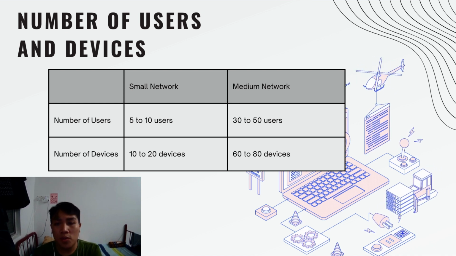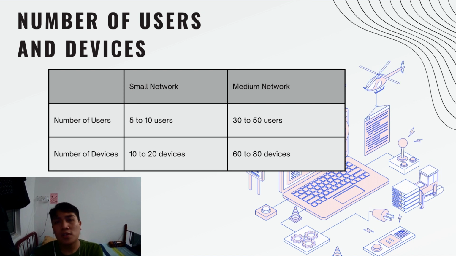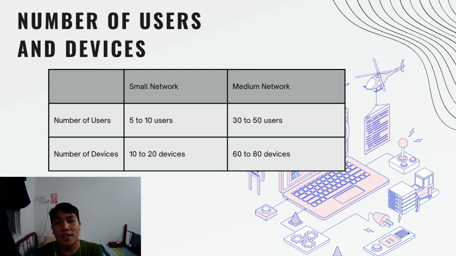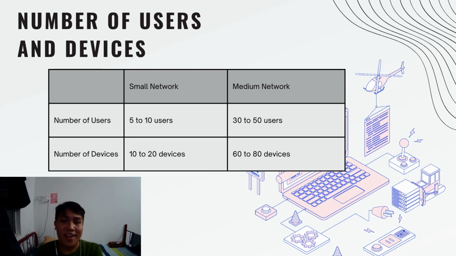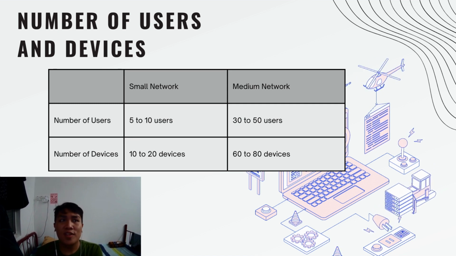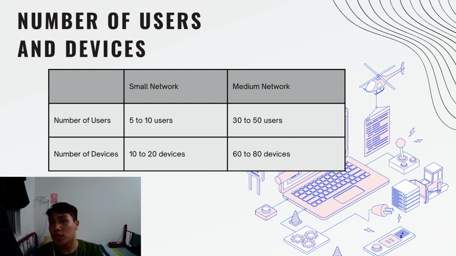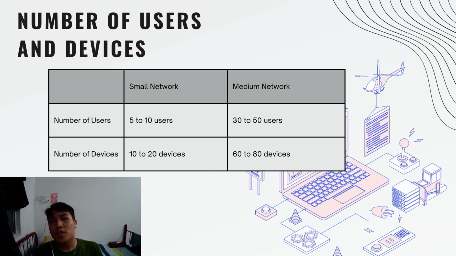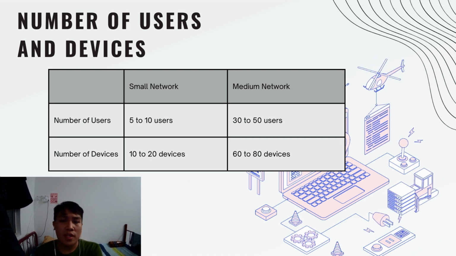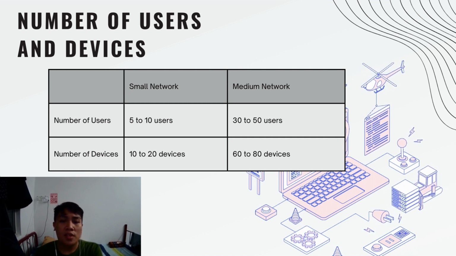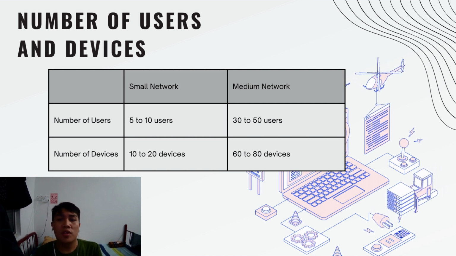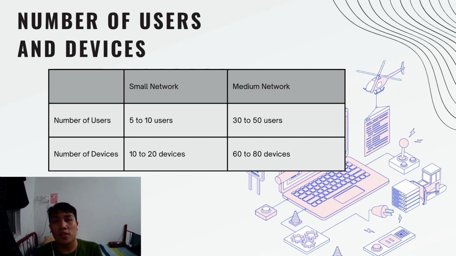And then for the medium network, it is 30 to 50 users. Again, this is just a wild guess. Not a wild guess, a statistically educated guess. I can say that because from 30 PCs, we assume 30 students, including the lecturer, make 31. So maybe times 2, something like 60 or above. And the number of devices is 10 to 20 devices, as mentioned earlier for the small network, and for the medium network, it is 60 to 80 devices.